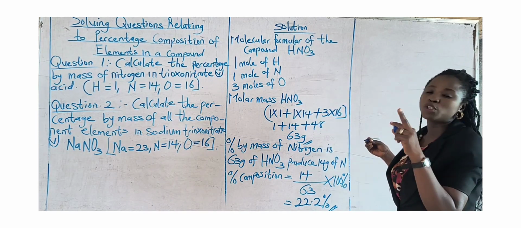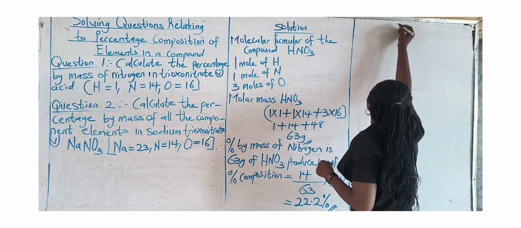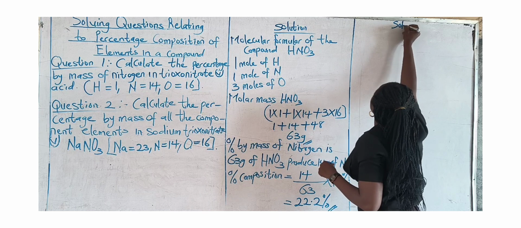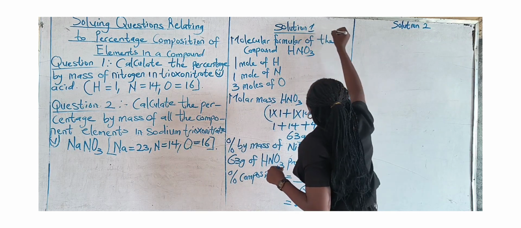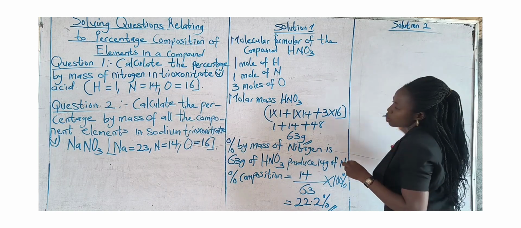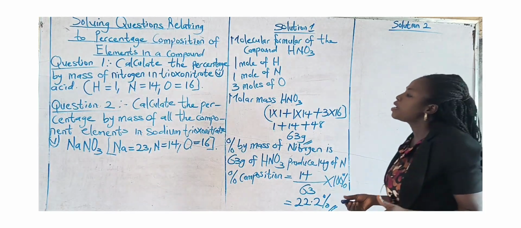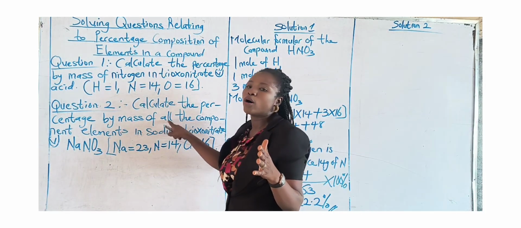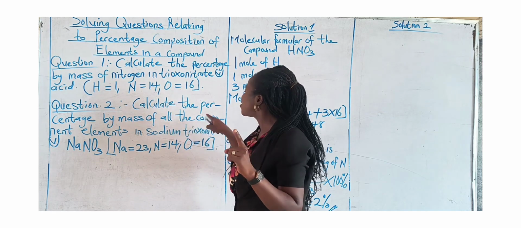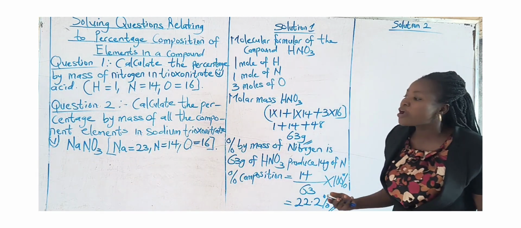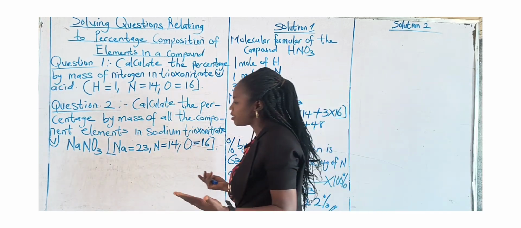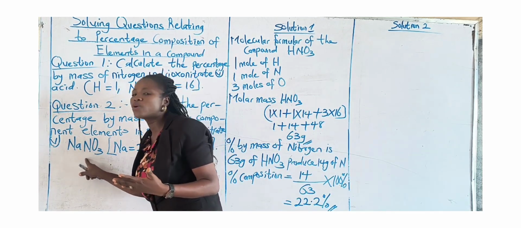Let's quickly solve question number two together. So we have solution two. Same process. Calculate the percentage by mass of all the component elements in sodium nitrate. Thank God you are given the molecular formula of the compound here.